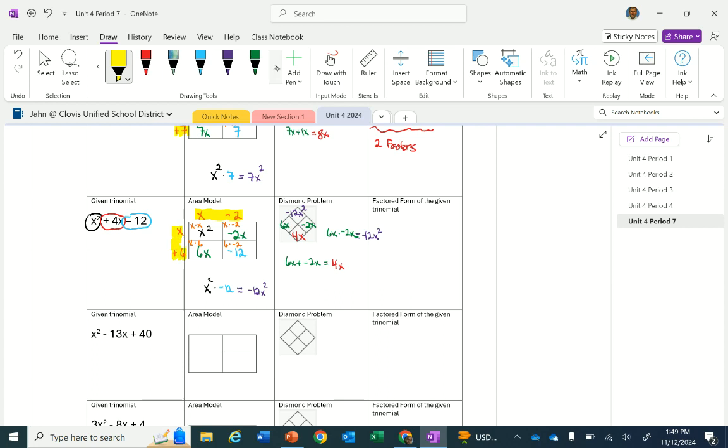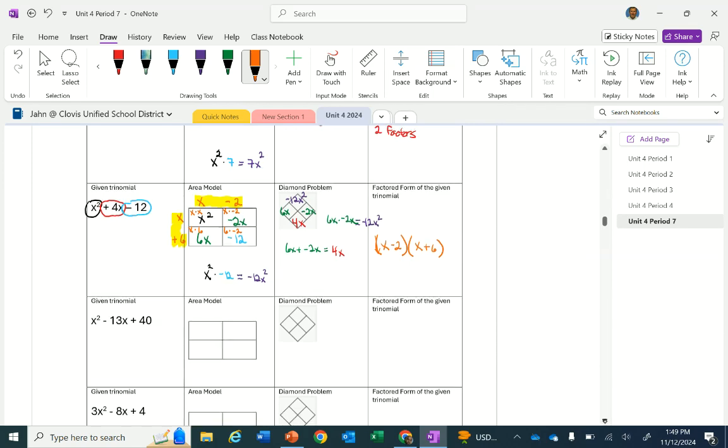And the way that I write that in factored form is I put a parentheses, put an x minus 2 in the parentheses and close it, start another parentheses and put the x plus 6 in the other parentheses. So notice that I have two factors once again, and those two factors come from what are on the outside top and outside left of my area model.